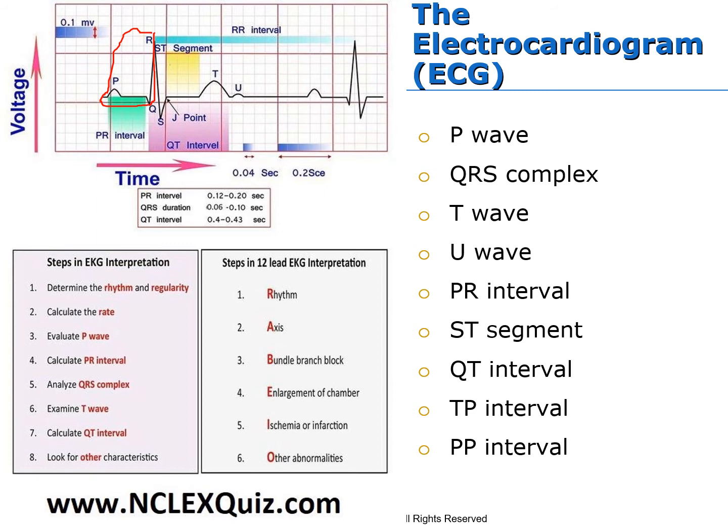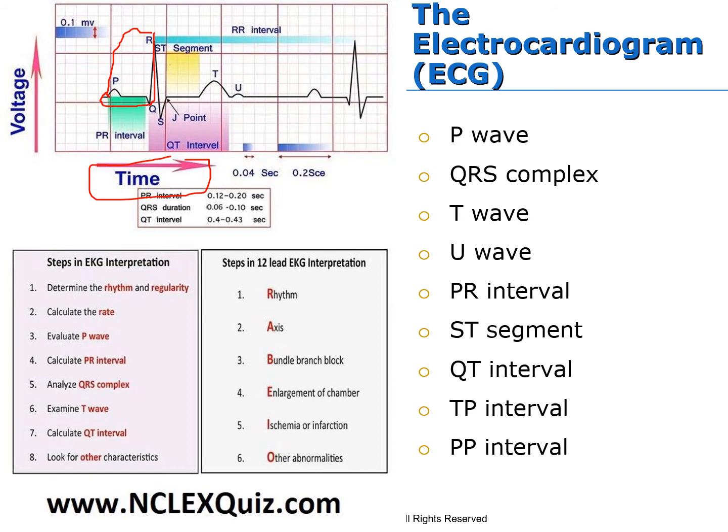So if you look down here, this is your time. Each little block is 0.04 seconds. So from the start of the P until the R, that's how much time it takes for SA node stimulation, atrial depolarization, and conduction through the AV node.